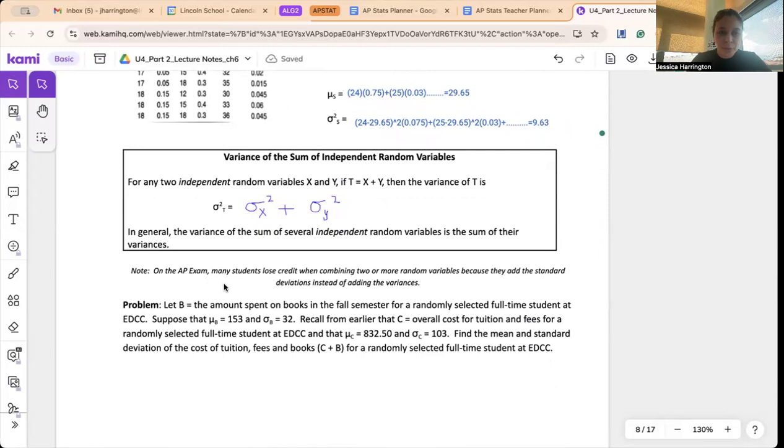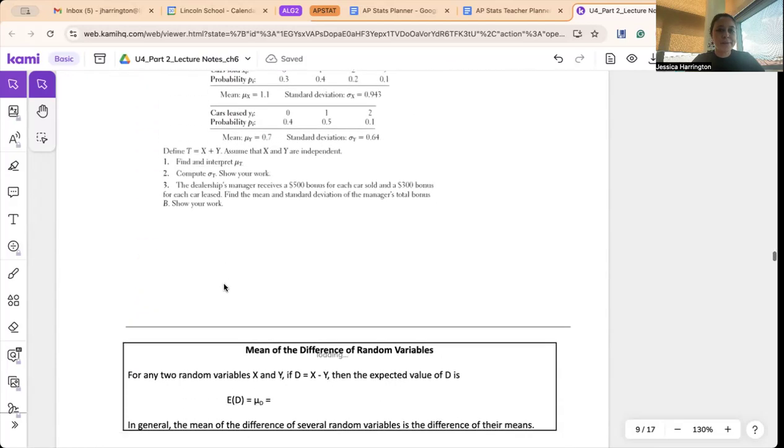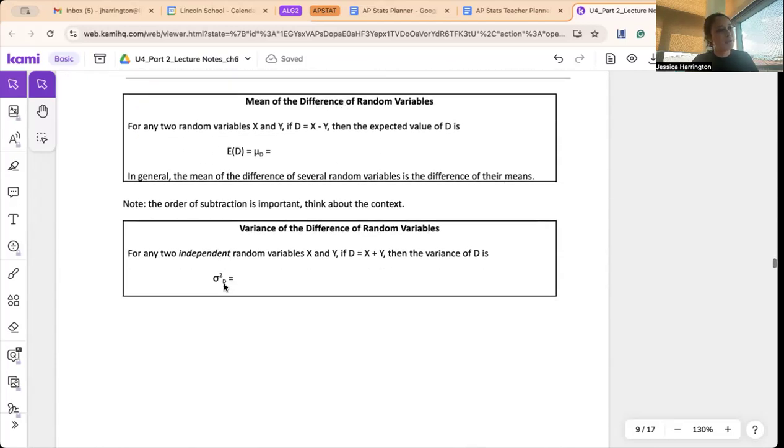So, oh, here's a note. On the AP exams, many students lose credit when combining two or more random variables because they add the standard deviations instead of adding the variances. So don't forget that. Last example, I think. Just kidding. There's more.